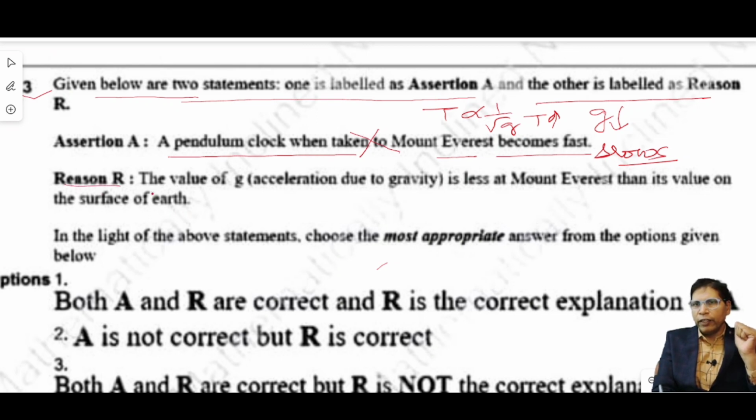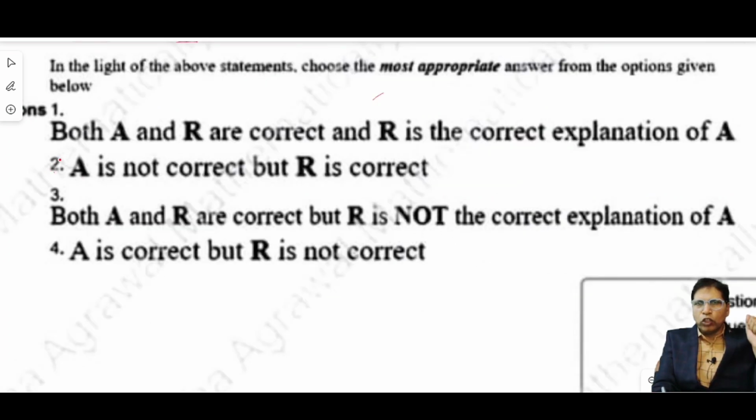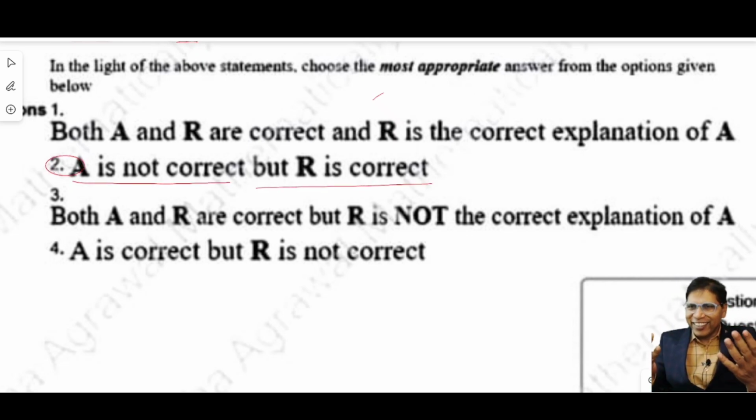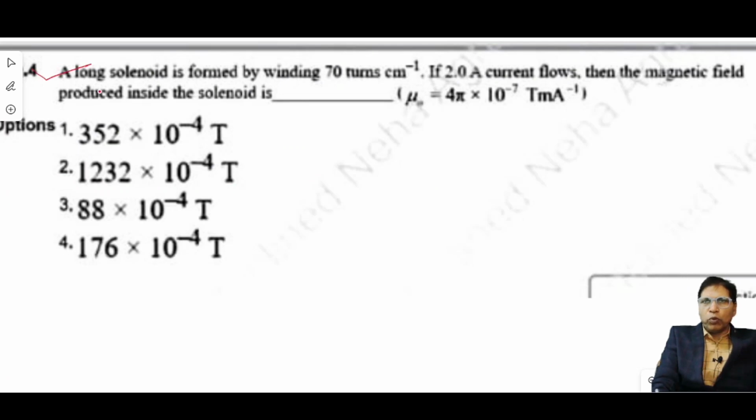Now, reason R. The value of g is less at Mount Everest than the value at the surface of Earth. Okay, this is the correct statement. So look at this, assertion false, reason correct. So look at this, option 2, A is not correct, but R is correct. Okay, understood? Next. Now question number 4.